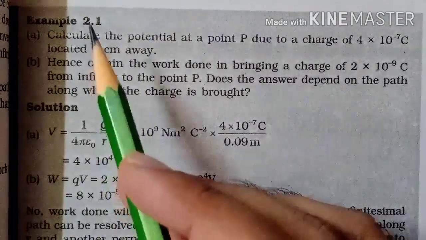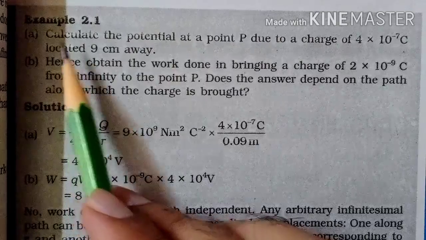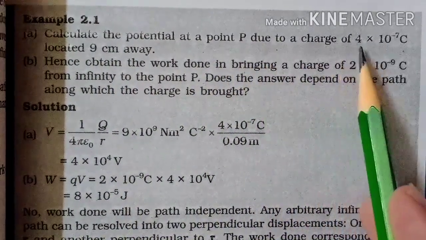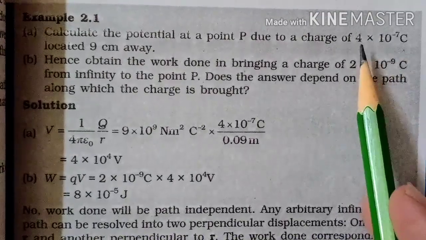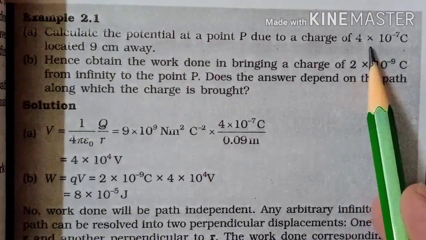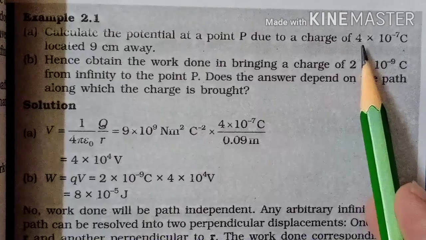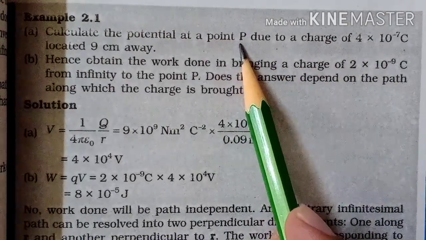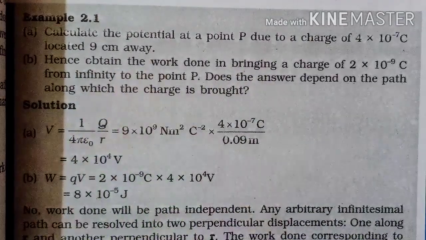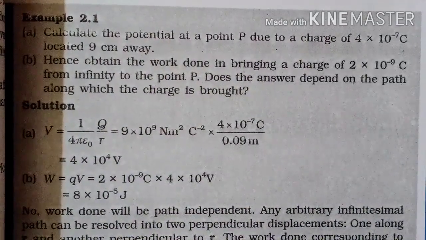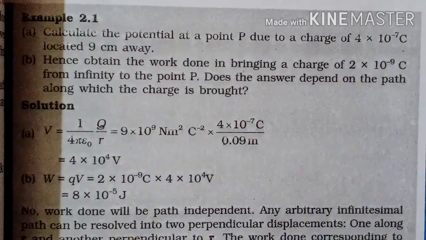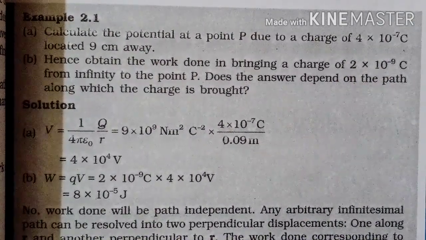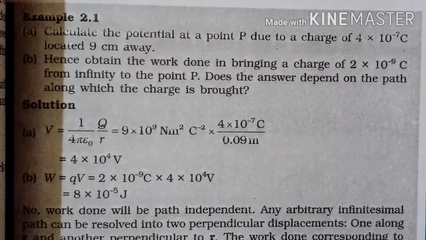Now we will solve example 2.1. Part A: Calculate the potential at a point P due to a charge of 4 into 10 raised to minus 7 coulomb. One point charge is given to us, 4 into 10 raised to minus 7 coulomb, and we have to find electrostatic potential at point P, which is located 9 centimeter away. So distance is given, charge is given, and first we have to find electrostatic potential. And we already found the formula of electrostatic potential due to a point charge.